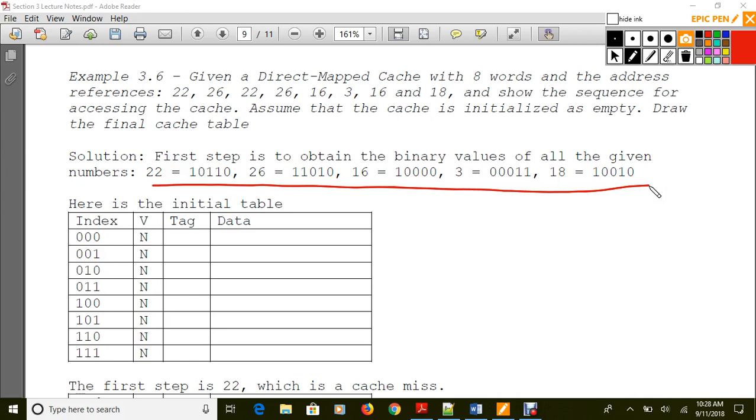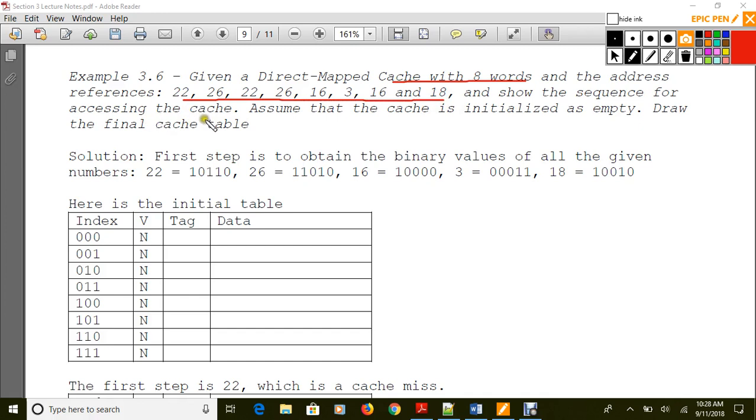The first thing is I'm going to give you a set of numbers, like here in this case it's 22, 26, 22, 26, 16, 3, 16, and 18. I have a cache of eight words, and given these address references, I want you to show the sequence for accessing the cache. On an exam you are permitted to assume it's 5 bits. I won't give you a number above 31. So that means the memory address is 5 bits. If it's 8 words, that means your index is 3.